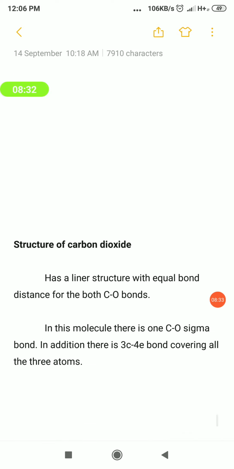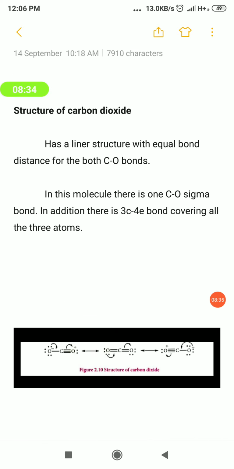Next, we are going to see the structure of carbon dioxide. Already in the last video, we saw the structure of carbon monoxide. Now, we are going to discuss the structure of carbon dioxide. It also has a linear structure. There it is linear, here also it is linear. And the carbon-oxygen distance is equal on both sides. On this side and on that side, the carbon-oxygen distance is the same.